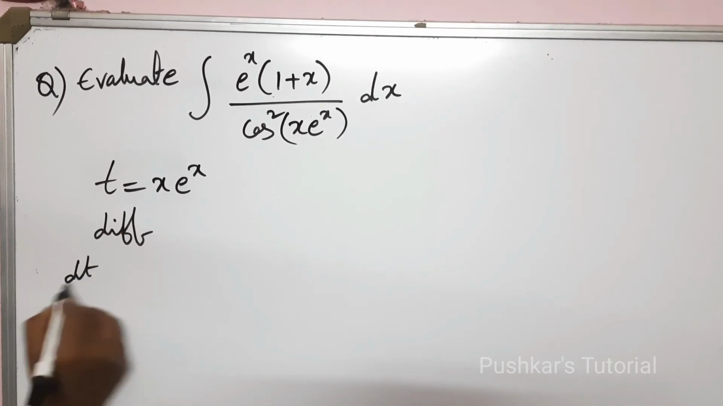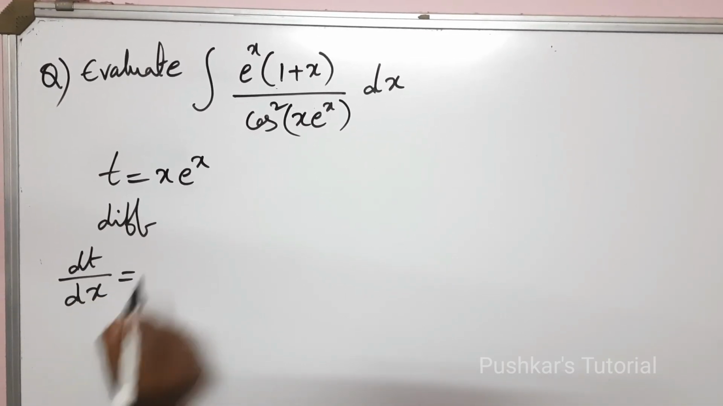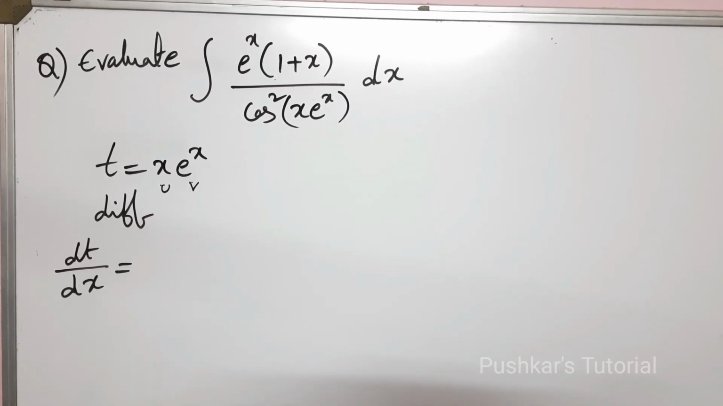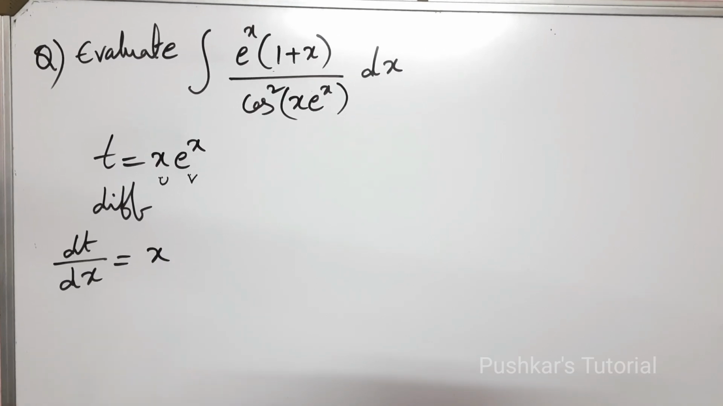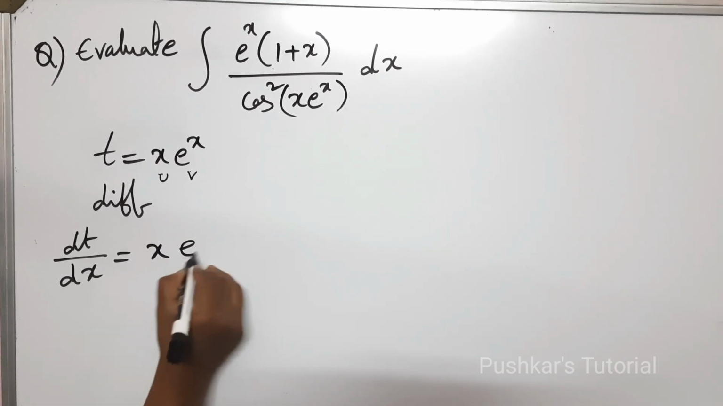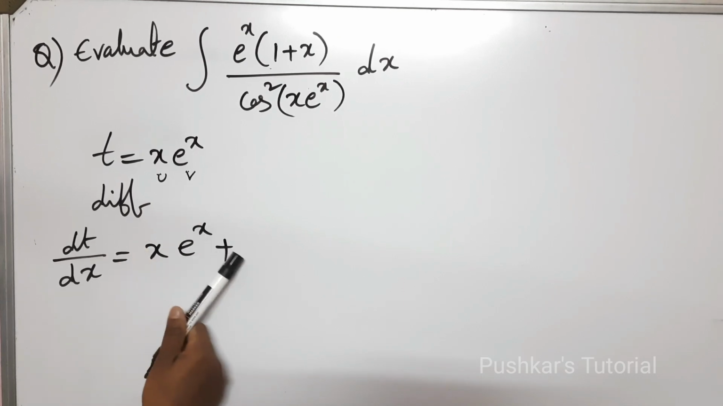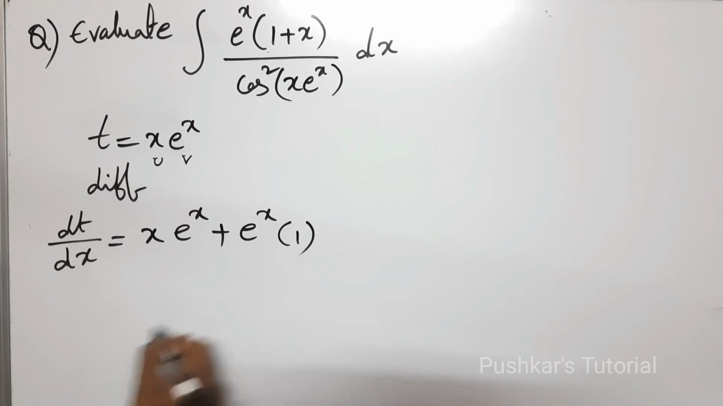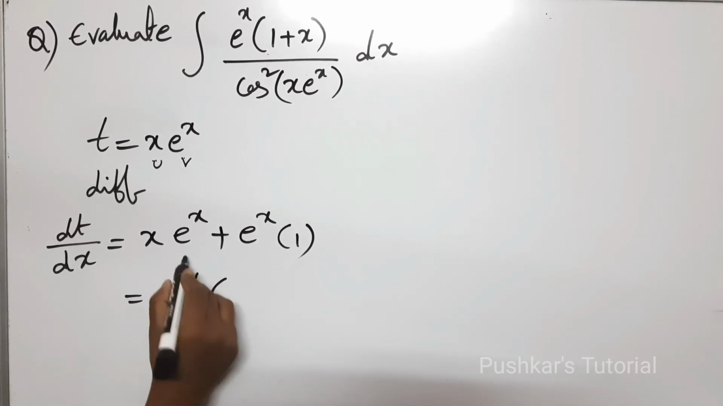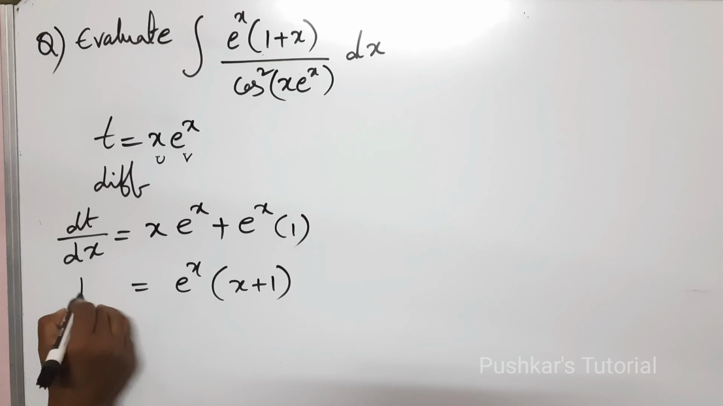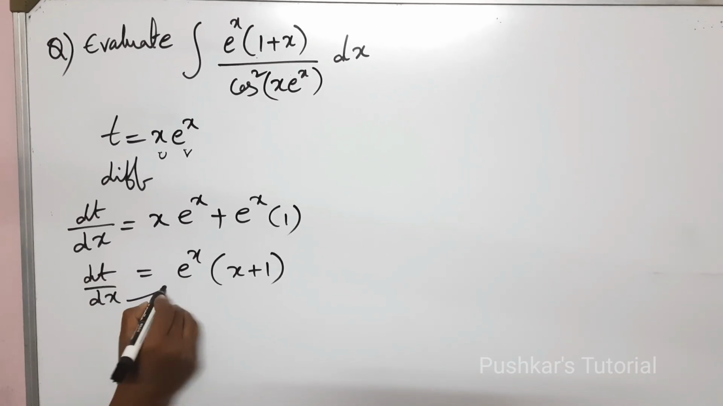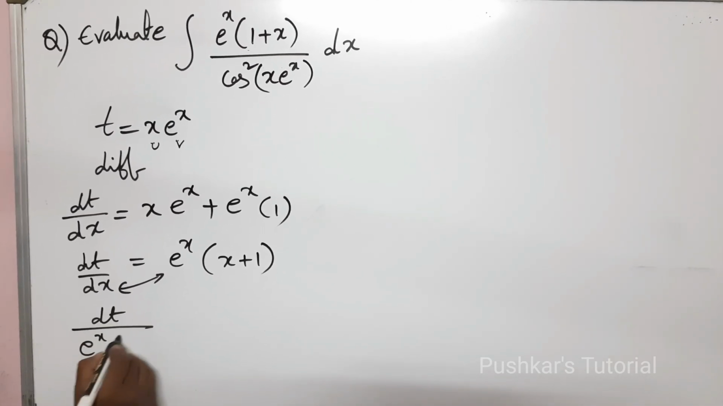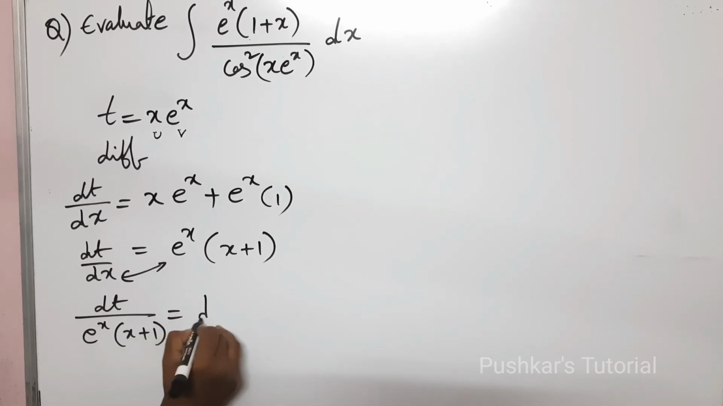Then dt/dx is equal to, here two variables are there, x and e^x. So take this as u and this as v. By the uv concept, u as it is, d/dx of e^x is e^x only, plus v as it is, u differentiation. So e^x is as it is, and x differentiation is 1. Next take e^x common. So what is left here is x + 1. From this we need to write the dx value. So dt by e^x (x + 1) is equal to dx.